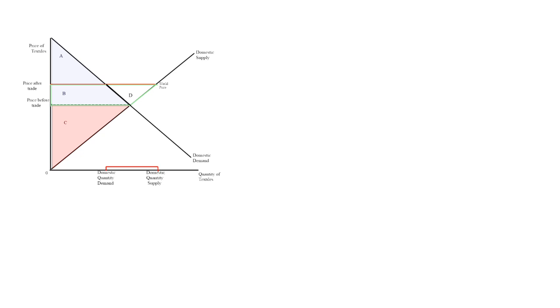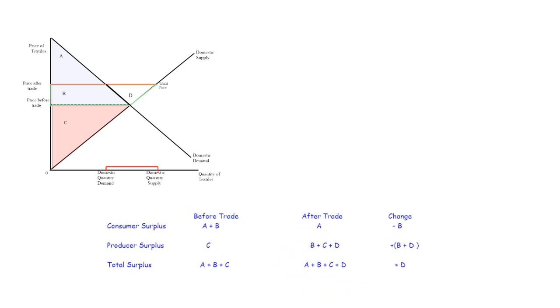All right, now let's break it down this way. Consumer surplus before trade, A and B. After trade, just A. So the change is loss of B. Producer surplus was just C. After trade, it's B, C, and D. Okay, which is a gain of B and D. And then what did we gain in total surplus? The total gain of trade was D, which did not exist before.